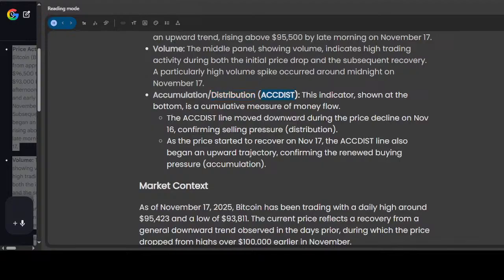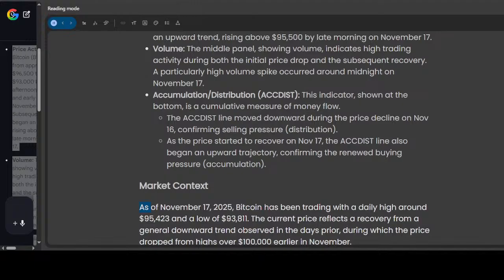Accumulation distribution ACCDIST. This indicator, shown at the bottom, is a cumulative measure of money flow. The ACCDIST line moved downward during the price decline on November 16, confirming selling pressure distribution. As the price started to recover on November 17, the ACCDIST line also began an upward trajectory, confirming the renewed buying pressure accumulation.